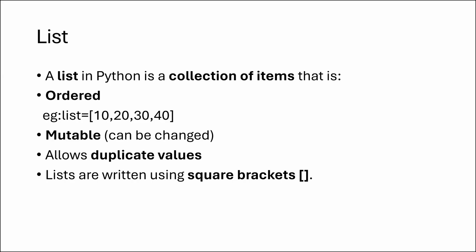My second point is that a list is mutable. Mutable in the sense that list elements can be changed. We can modify the elements in the list. That is what mutable means. And then a list allows duplicate values. Duplicate values in the sense that when we create a list, the elements in the list can be duplicate copies. 10 can be placed twice in a list. That is what duplicate values means. A list supports duplicate values, and a list is enclosed within square brackets. As we mentioned in the example, a list is within square brackets.